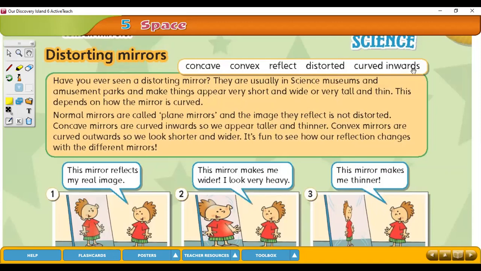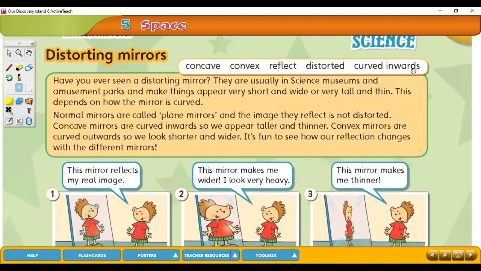So now the distorting mirrors are the funny mirrors, where when we look at them, we see ourselves in a funny way. They are not normal mirrors. Okay, so they say here, normal mirrors are called plain mirrors, and the image they reflect is not distorted. When you look at the mirror in your house or in your bedroom, you see the real reflection of your image. So this is not funny or weird.